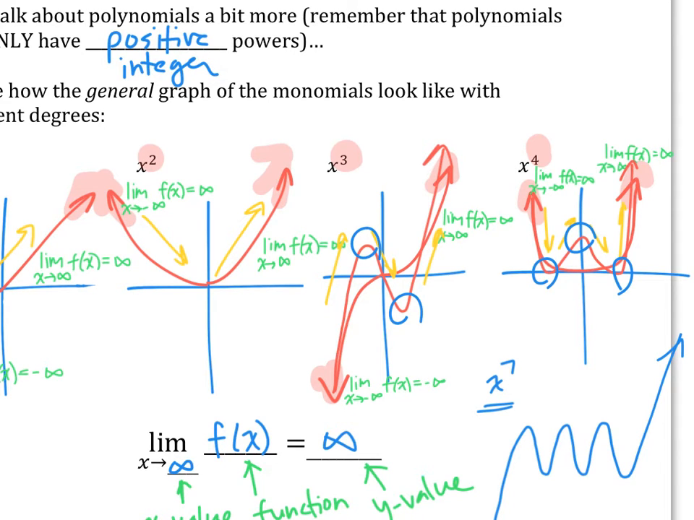So how will we summarize that as related to the powers? Well, the maximum extrema it could have is always going to be one less than the total powers.